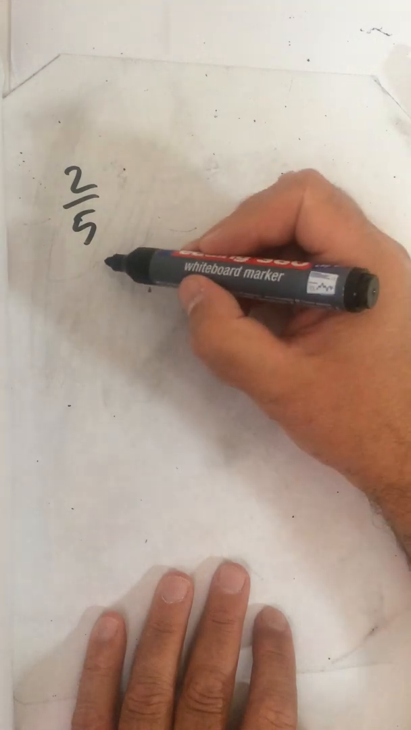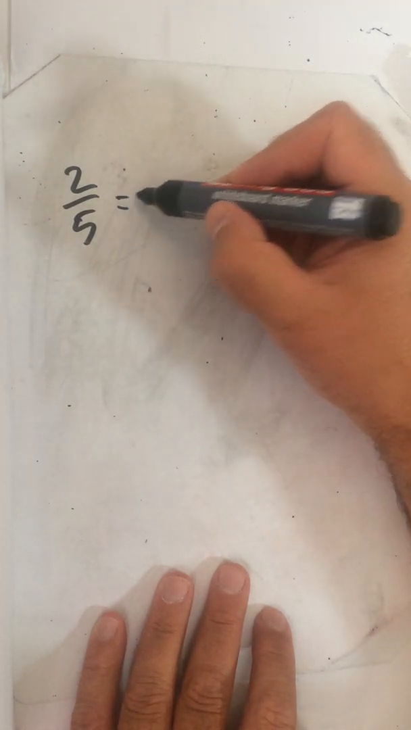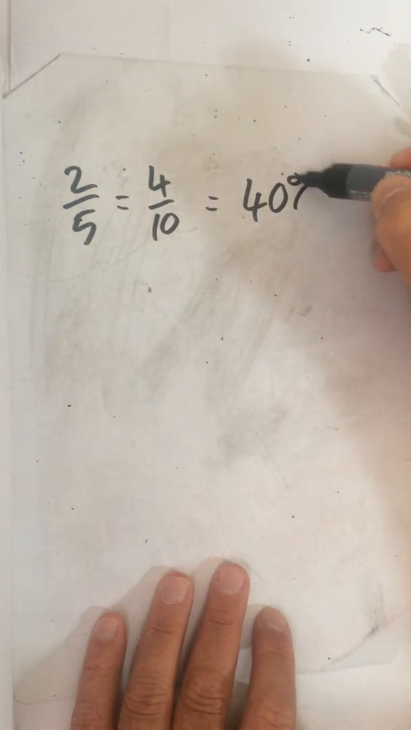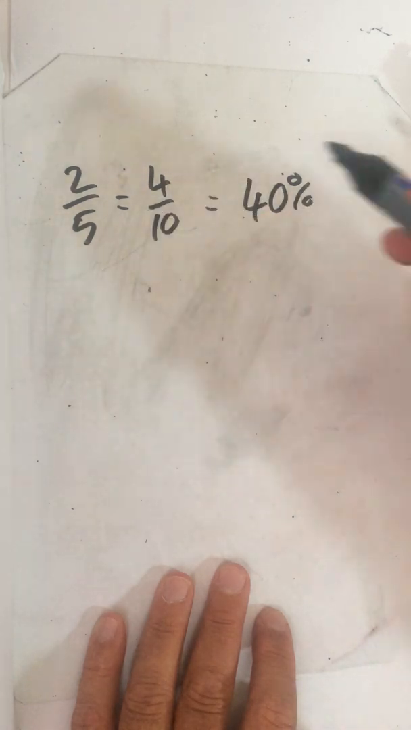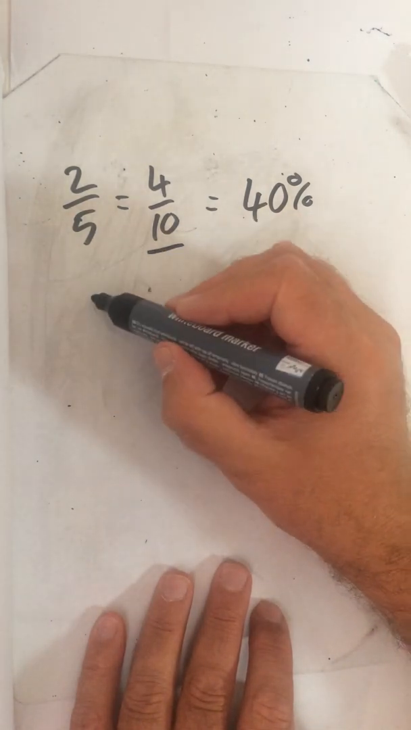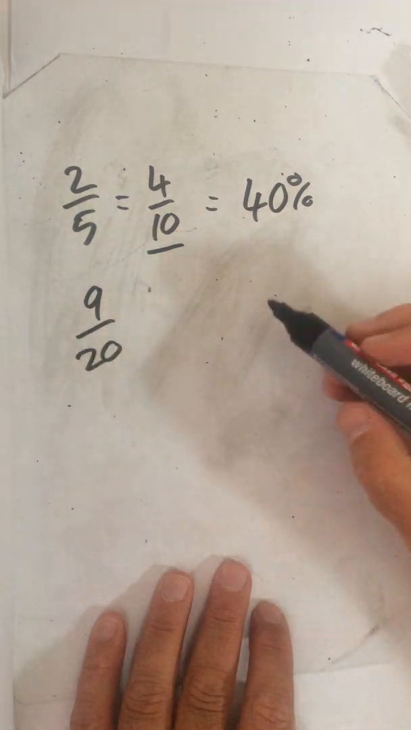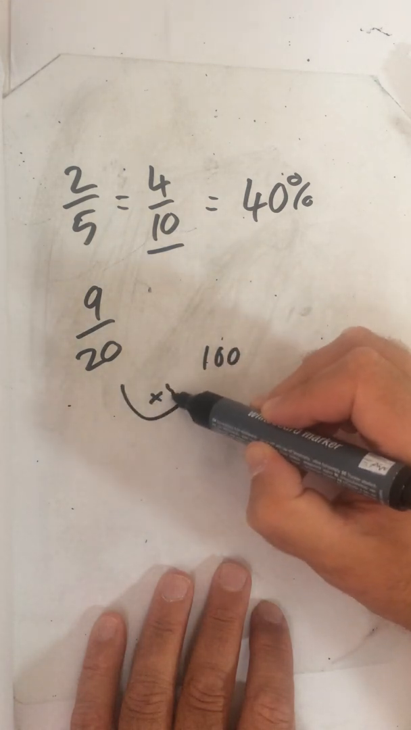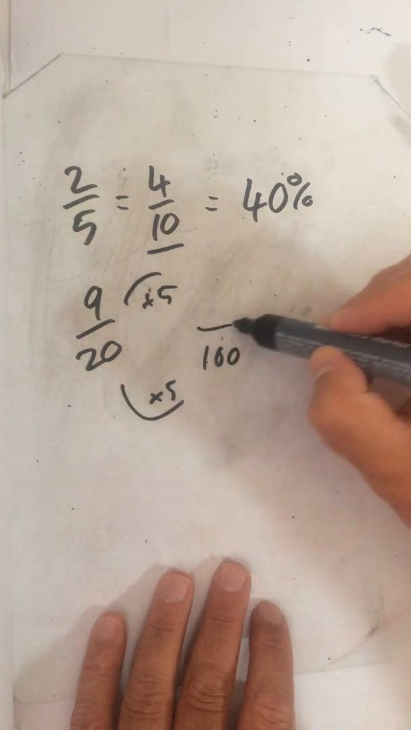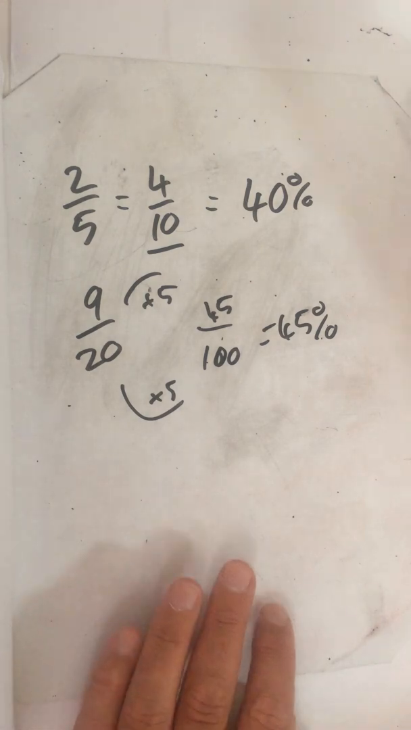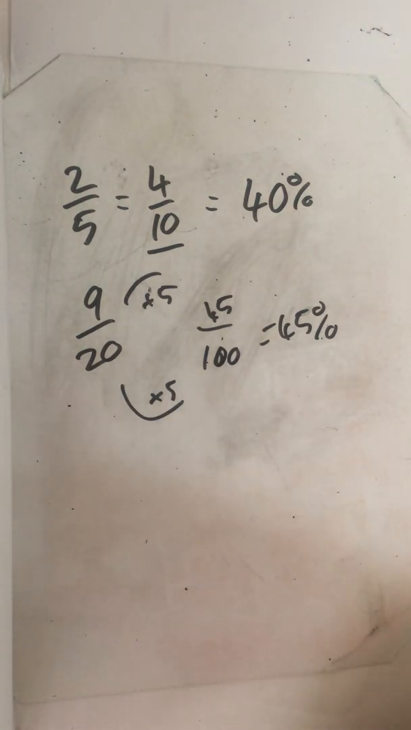2/5. Now you can, if you want, go straight to 100, but I'd probably just turn that into tenths. That's 4/10, and I know 4/10 is 40%. Okay, because 1/10 is 10%, 2/10 is 20%, 3/10 30%. So sometimes it's just easy to turn something into tenths. And if I've got 9/20ths, okay, I can't turn that into tenths, but I can certainly turn it into hundredths. Times by 5, times by 5, 45 over 100, 45%.